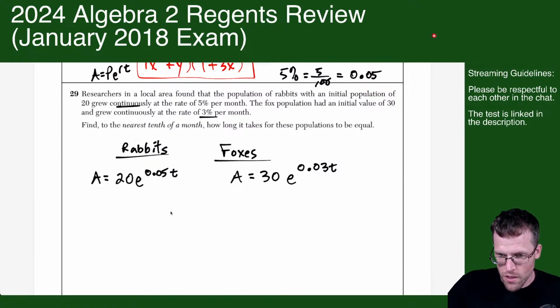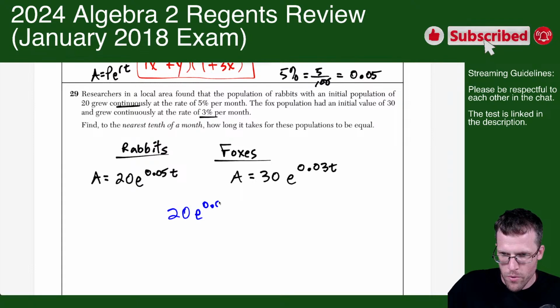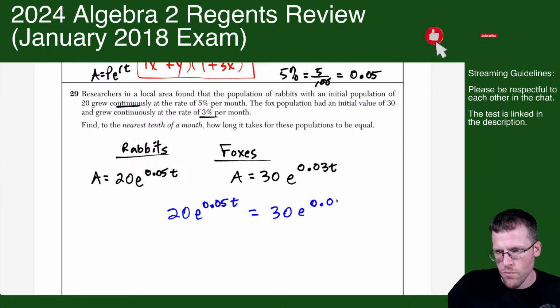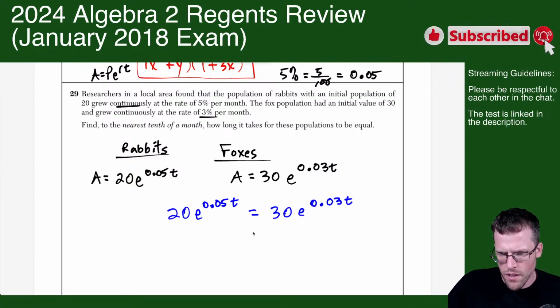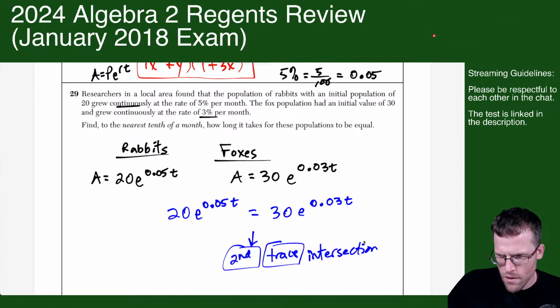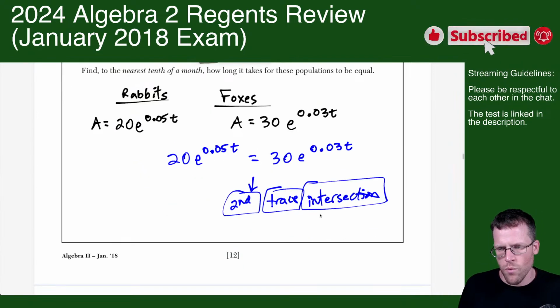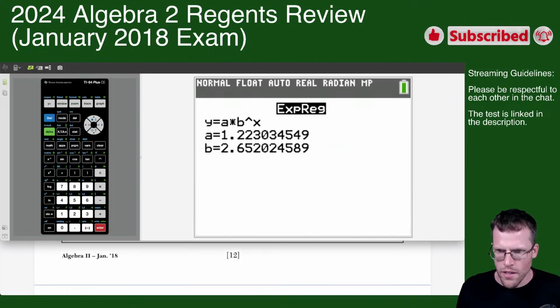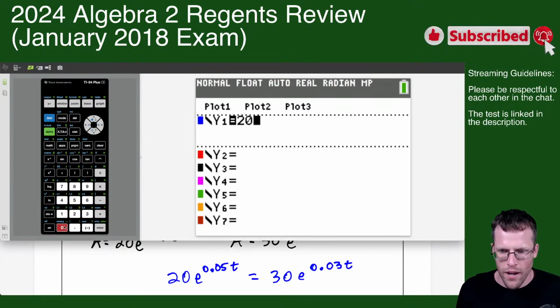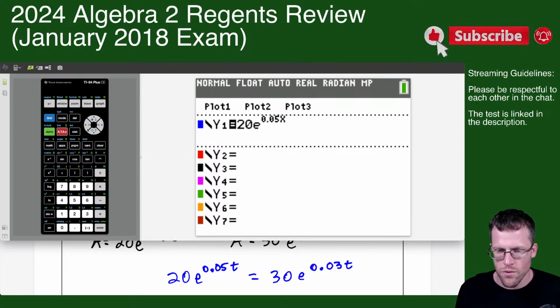So, I'm going to set these equal: 20 e to the 0.05t equals 30 e to the 0.03t. And I'm just going to say that from here, I'm doing second trace intersection. It doesn't hurt to just describe what you did. And then here, watch, I'll show you the calculator. Because they didn't say algebraically. If they say you could do it any way you want, like you have these amazing calculators, just use the calculator. You can do it algebraically, but it's unnecessary extra work.